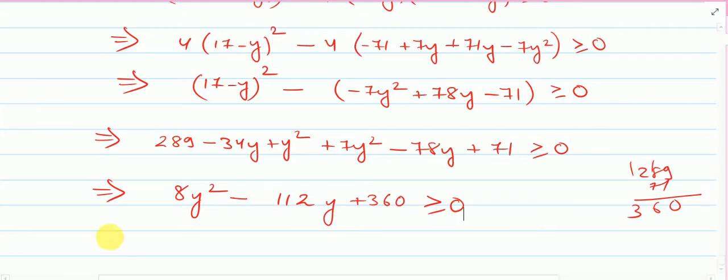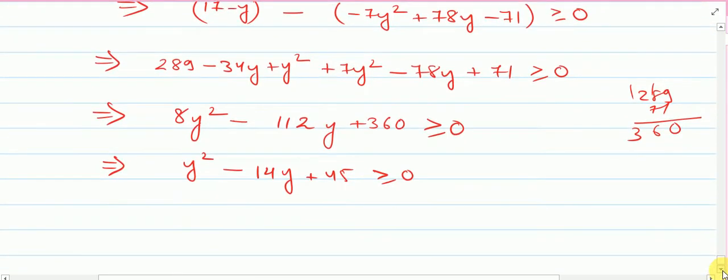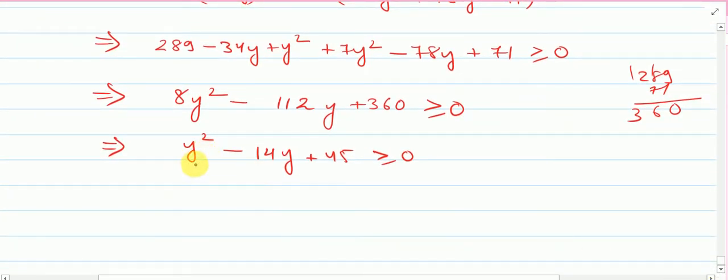Now you will observe that 812 and 360 are divisible by 8, so you get y square minus, when you divide this 112 by 8, you will get 14, and here you will get 45. So we got, now here what do we observe, that on the left hand side we have a quadratic equation in y, so we have to factorize this.